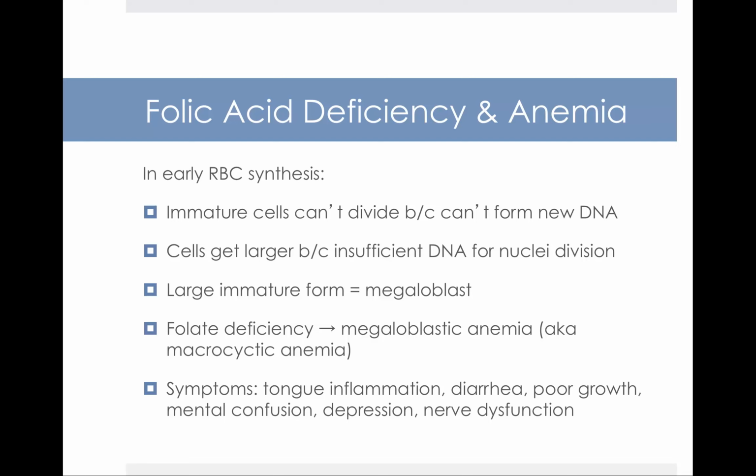Folic acid deficiency causes a certain type of anemia. In early red blood cell synthesis, if you have immature blood cells, they can't divide because they can't form new DNA. Remember, folate plays a role in the formation of DNA. The cells get really big because they do not have enough DNA to promote nuclei division. And so these large, immature forms of red blood cells occur, and they're called megaloblasts. Those are really big, immature red blood cells.